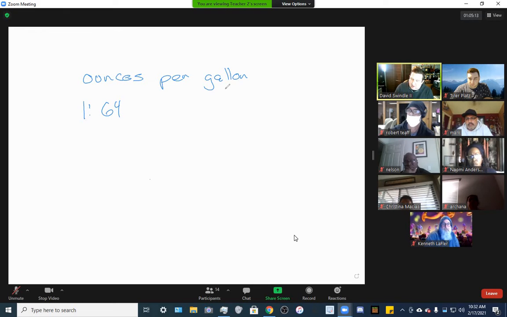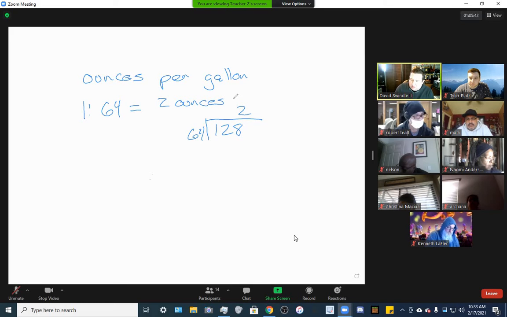We have to understand that the parts have to be equal, right? So how many ounces are in a gallon? 128. So to understand 1 to 64, I'm going to divide 64 into 128, and it's going to be 2. So 1 to 64 equals 2 ounces per gallon.